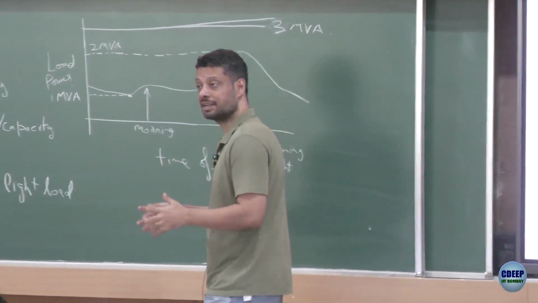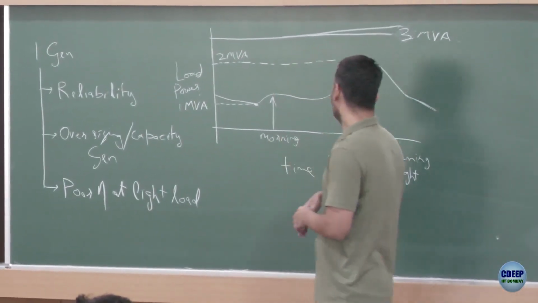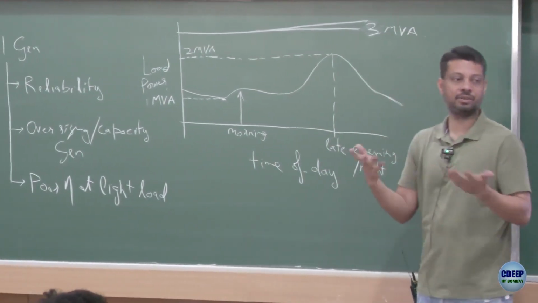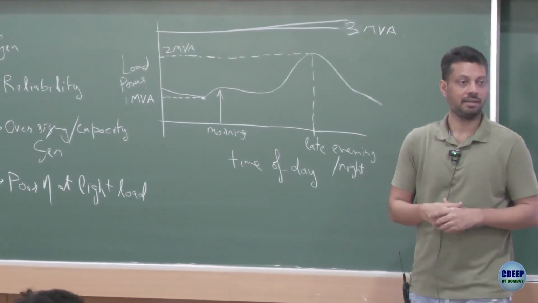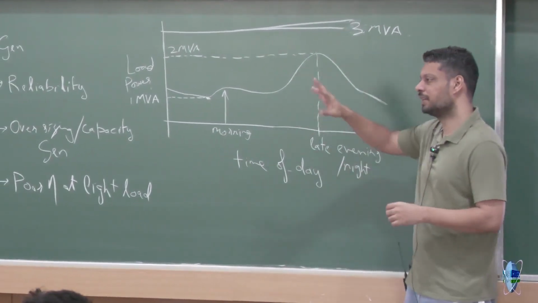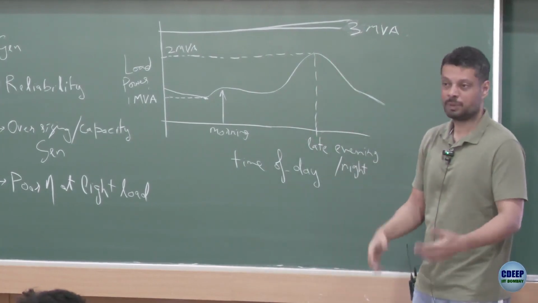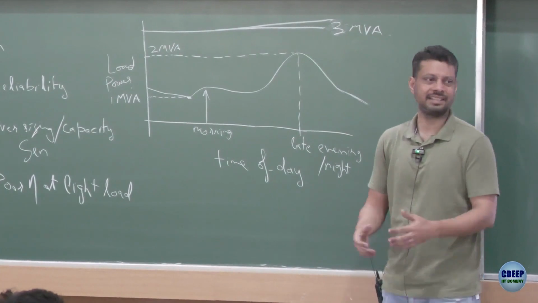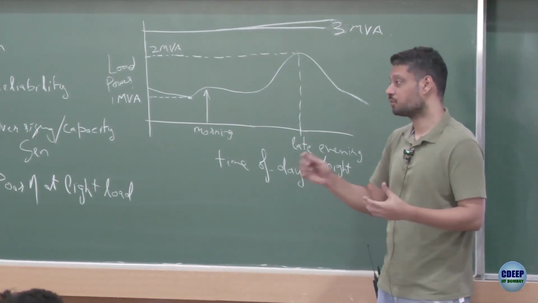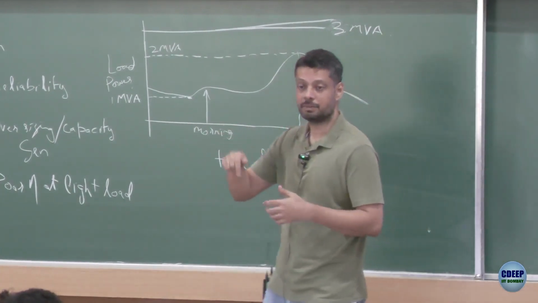You can have multiple generators instead of having one 3 MVA. You have 3 units of 1 MVA, right? And then you turn on one of them, keep the other one off, turn on the other one, keep them off, turn on the third one. This could be one approach. There are still some challenges to turn on the generator. It's not that you just plug it in, turn the button, it will turn on, right?